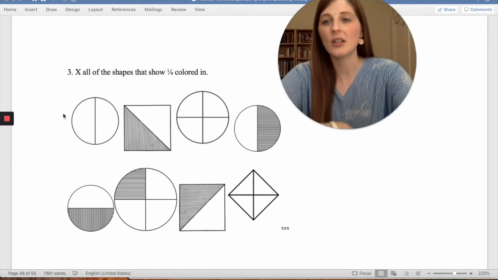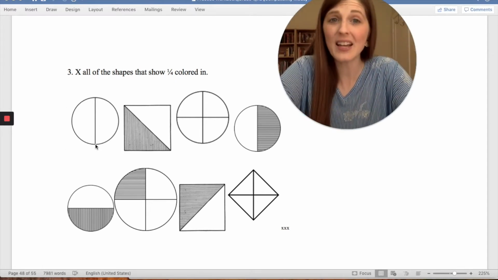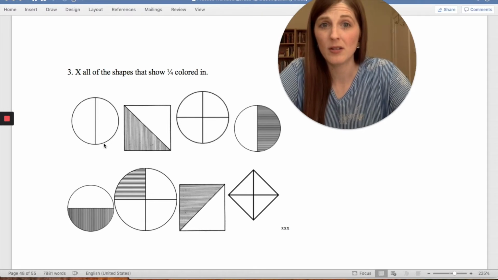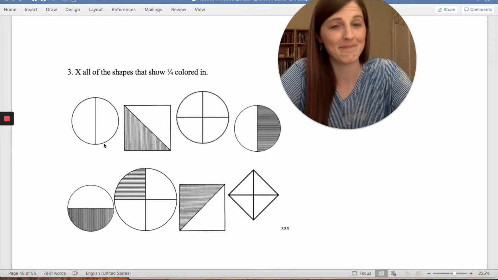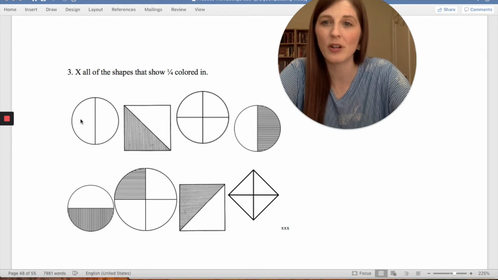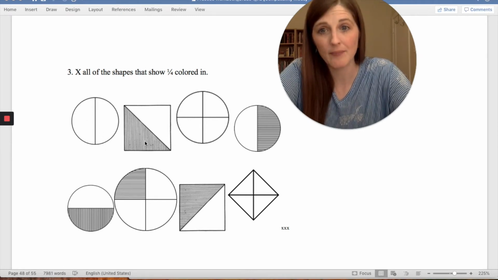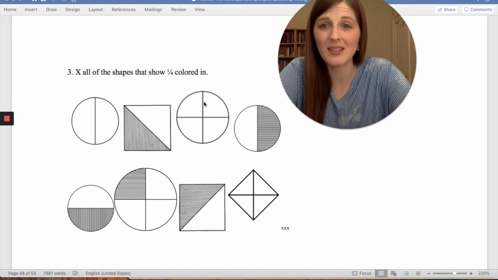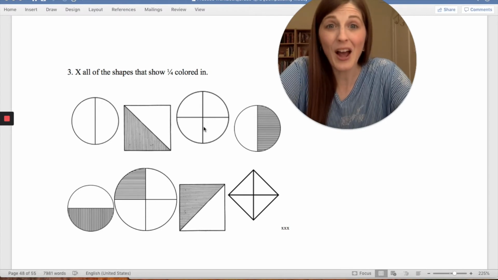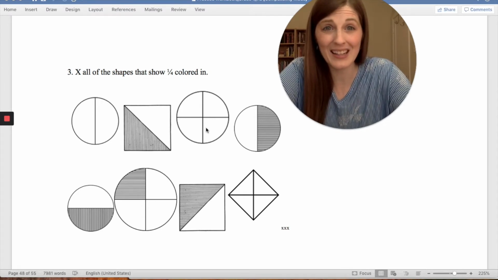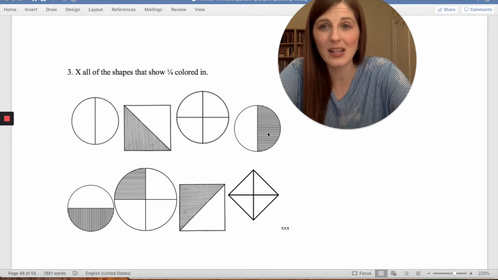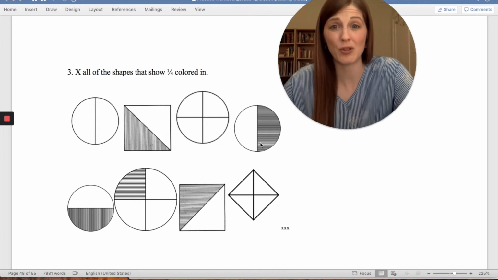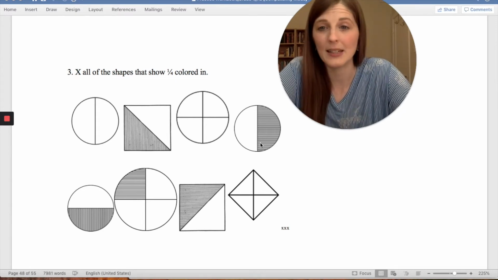Okay, here we go. Look at this shape. It has 2 equal parts. Does that show a 4th colored in? No, it doesn't have 4 equal parts. What about this shape? No, it only has 2 equal parts and 1 shaded in. What about this one? It's got 4 equal parts, but are there any shaded in? No, so not that one either. What about this one? This one has 2 equal shapes and 1 colored in. Nope.